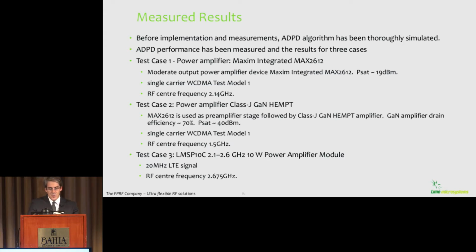And for test case 3, we try to linearize, in fact, our own amplifier, the amplifier which is a product of our company, developed by our company. It's called LMS P10C. It covers the frequency range from 2.1 up to 2.6 GHz. It's a 10-watt power amplifier module, and we used for its linearization 20 MHz and 10 MHz LTE test signals. RF center frequency, carrier frequency, was set to band 7, 2.675 GHz.